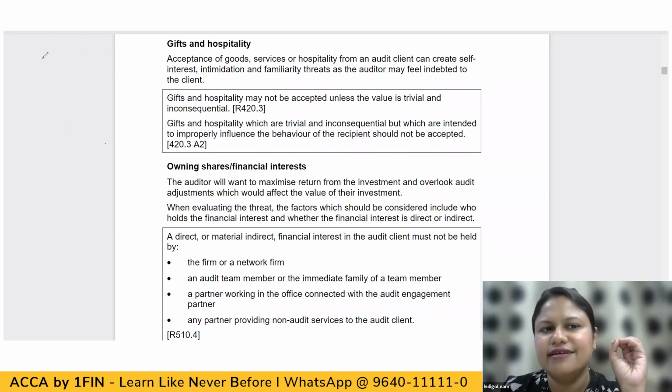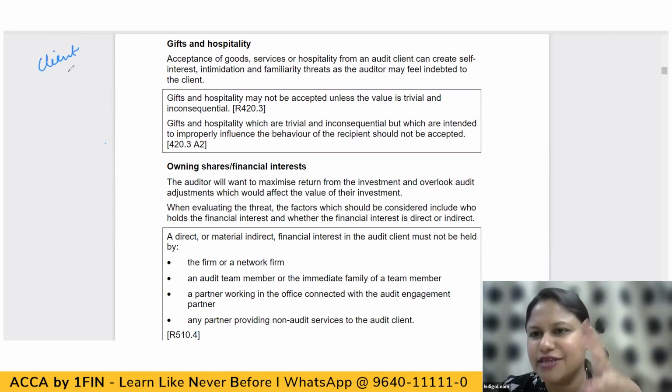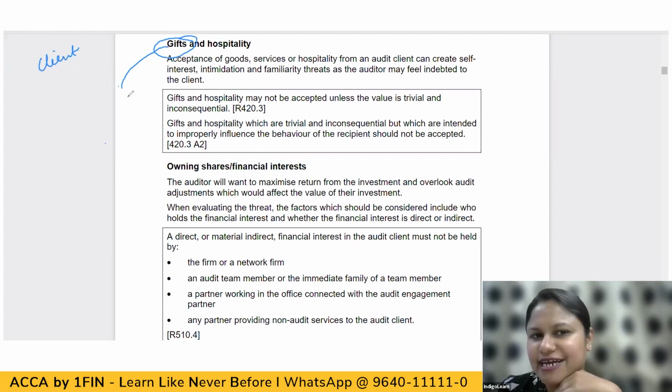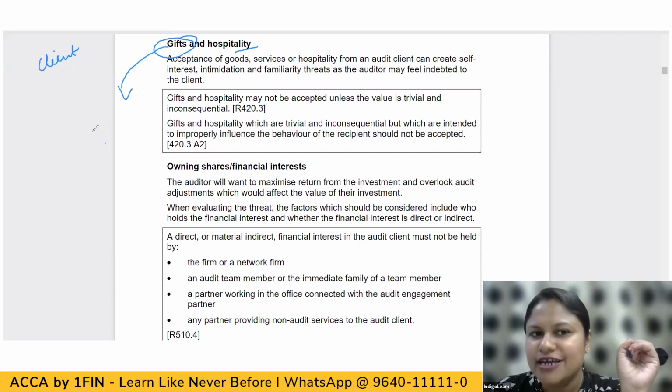Suppose the client is gifting you something or trying to be too good to you. Don't you think these gifts that you receive could also influence you? Yes, it definitely will. Because this gifting, this hospitality, the way they behave with you, they are trying to show you something and develop an interest of yours in their business, because of which the way in which you approach will automatically change.